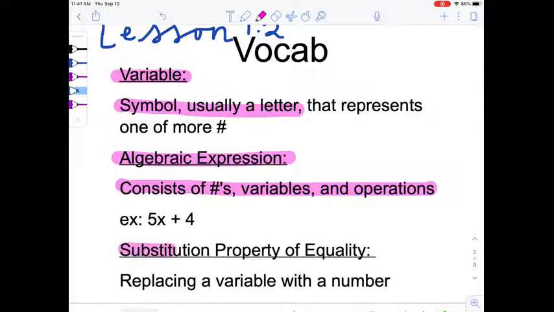And then the substitution property of equality is replacing a variable with a number. So we did that in the previous lesson where we plugged in a certain number to solve, and we'll be practicing more of that today.